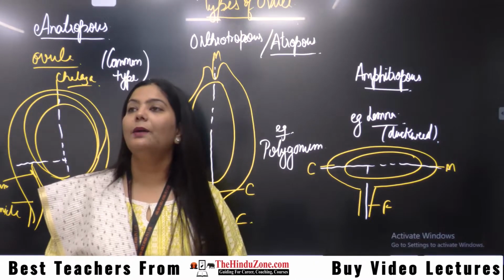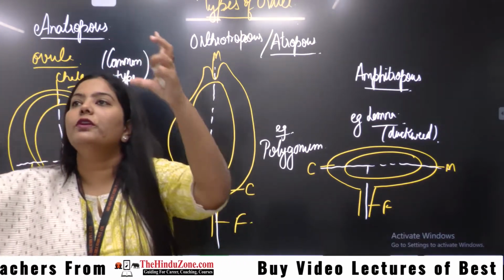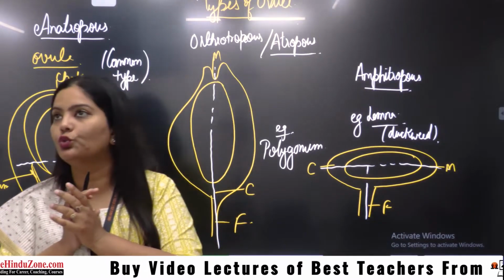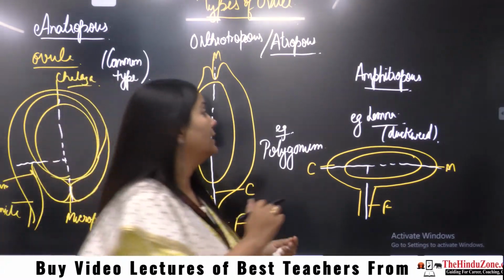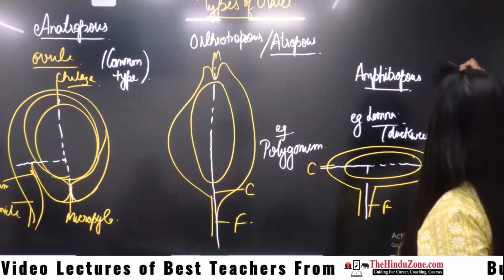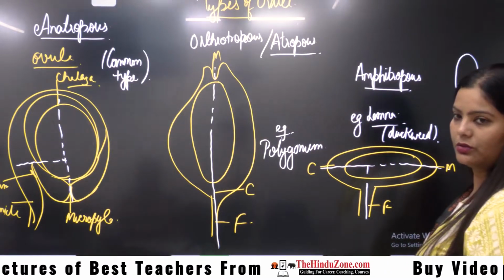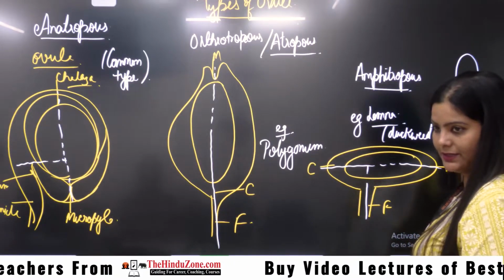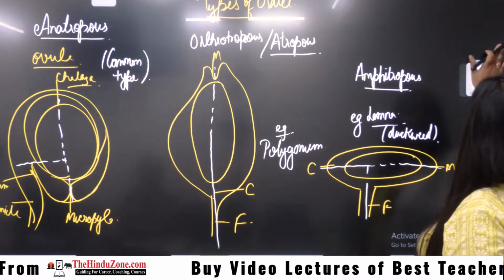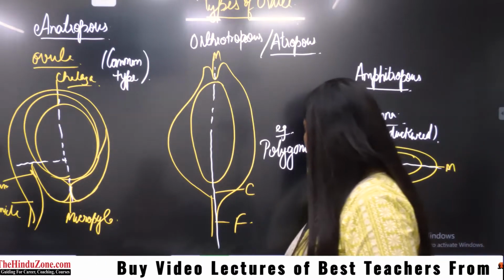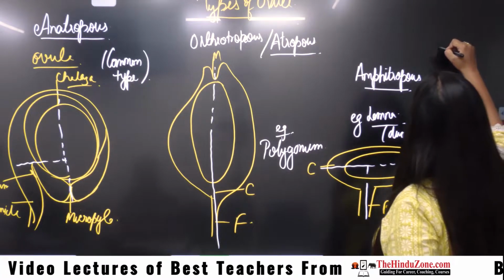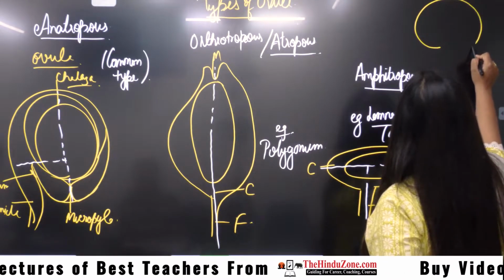Yes, ma'am. Now suppose this ovule is changing in shape just like a horseshoe. What is a horseshoe? Something like this, right? You also say it in magnetism. A horseshoe magnet, right? Yes. Now this ovule is changing its shape, it has become something like this.